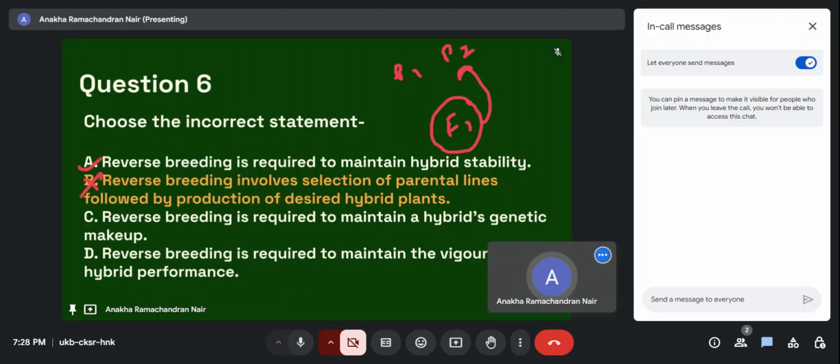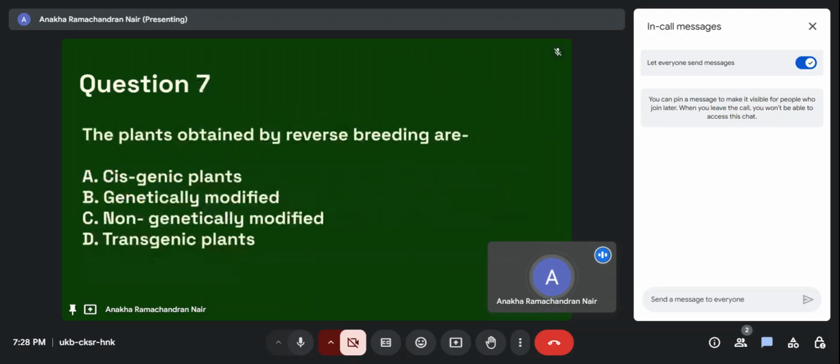Option A is correct. Reverse breeding is required to maintain the hybrid stability, which is correct. Option C, reverse breeding is required to maintain a hybrid's genetic makeup, is also correct. And option D, reverse breeding is required to maintain the vigor of the hybrid performance, is also correct. So if there are no doubts, let's move on to question number 7, which is: the plants obtained by reverse breeding are cisgenic plants, genetically modified, non-genetically modified, or transgenic plants.